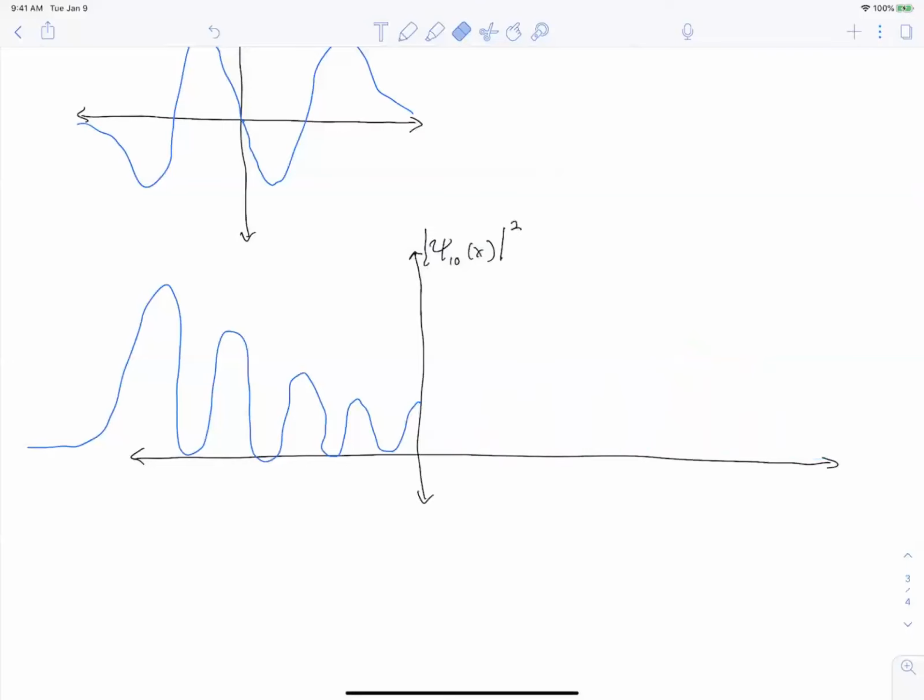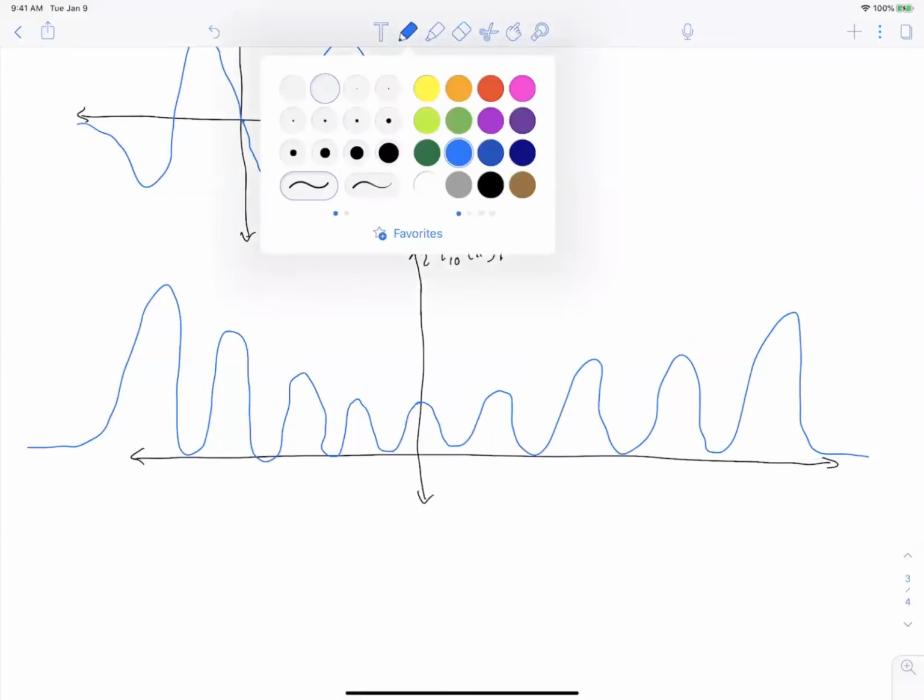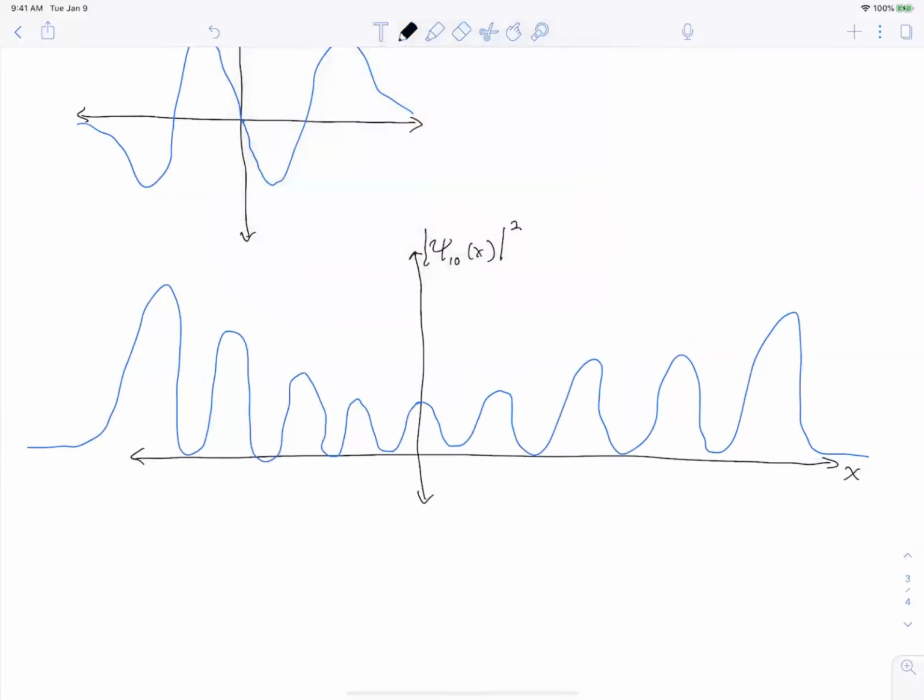I'm trying to draw these to illustrate that they get larger and then they die off exponentially. This is as a function of x. Okay, and then right at the edge of the last wiggle is what's called the classical turning point.